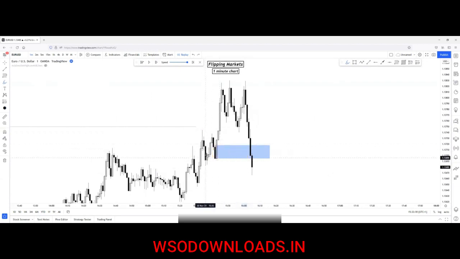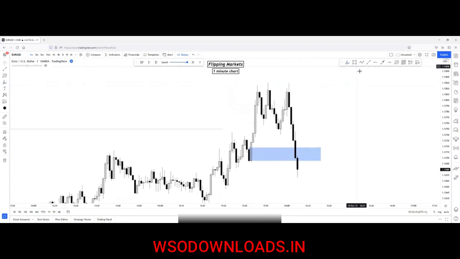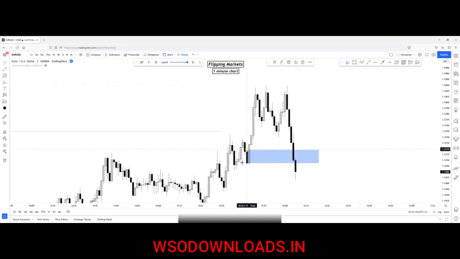And actually it broke through several demand zones because we had this demand zone right here. So yeah, this means a demand zone has been broken. This means we have a supply zone.